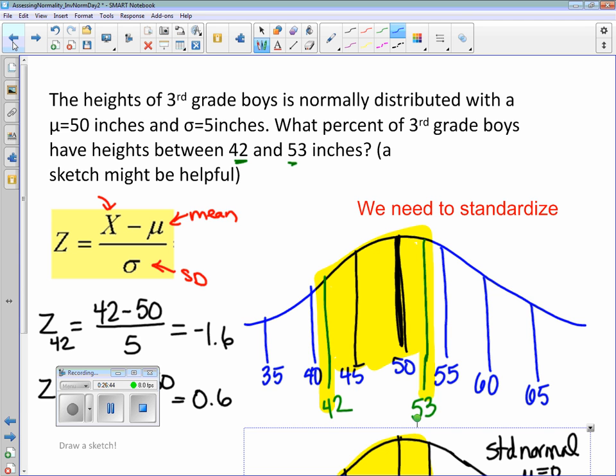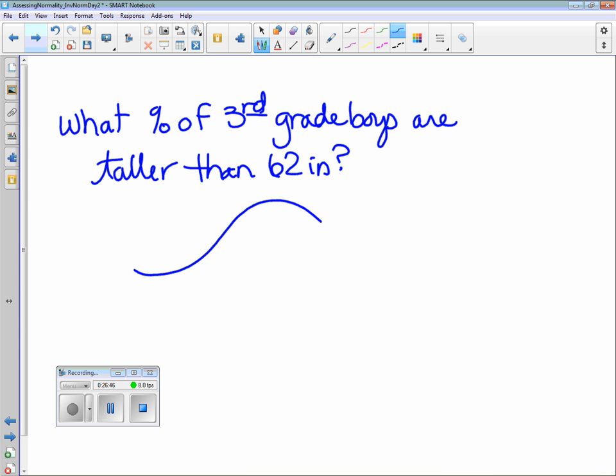So we know that our mean is 50. I'm not even going to standardize here. I'm going to use Deja's shortcut method. We're not comparing to, so I don't have to standardize. We want to have 62, and it says more than, taller than. So where am I going to shade here? Above 62. So this is what I'm going to be looking for. If you're asked a question like this, you must draw a picture. Okay? A picture is part of the answer.